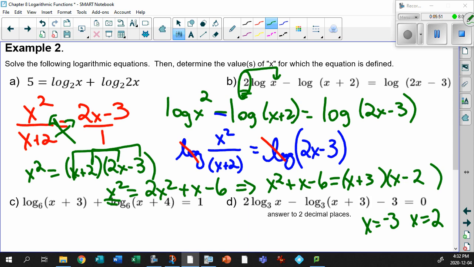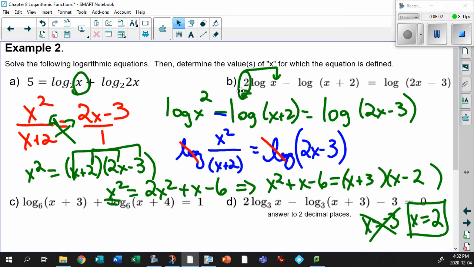Don't forget, you still have to check to make sure that those values work. So go back into here. If you put a minus 3 into there, you're trying to take a log of a negative. You know and I know that doesn't work. So your only answer is 2, and that works out just spectacularly well.